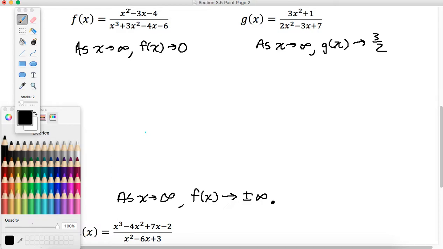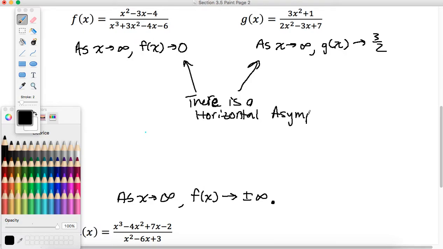It just so happens that one way to tell, and in these two cases, there is a horizontal asymptote because there's a distinct line or a distinct value that the y values of your function are approaching, 0 in this case here, and 3/2 in this case, right? So we'd say the line y equals 0 is a horizontal asymptote here, and the line y equals 3/2 is a horizontal asymptote there, right?